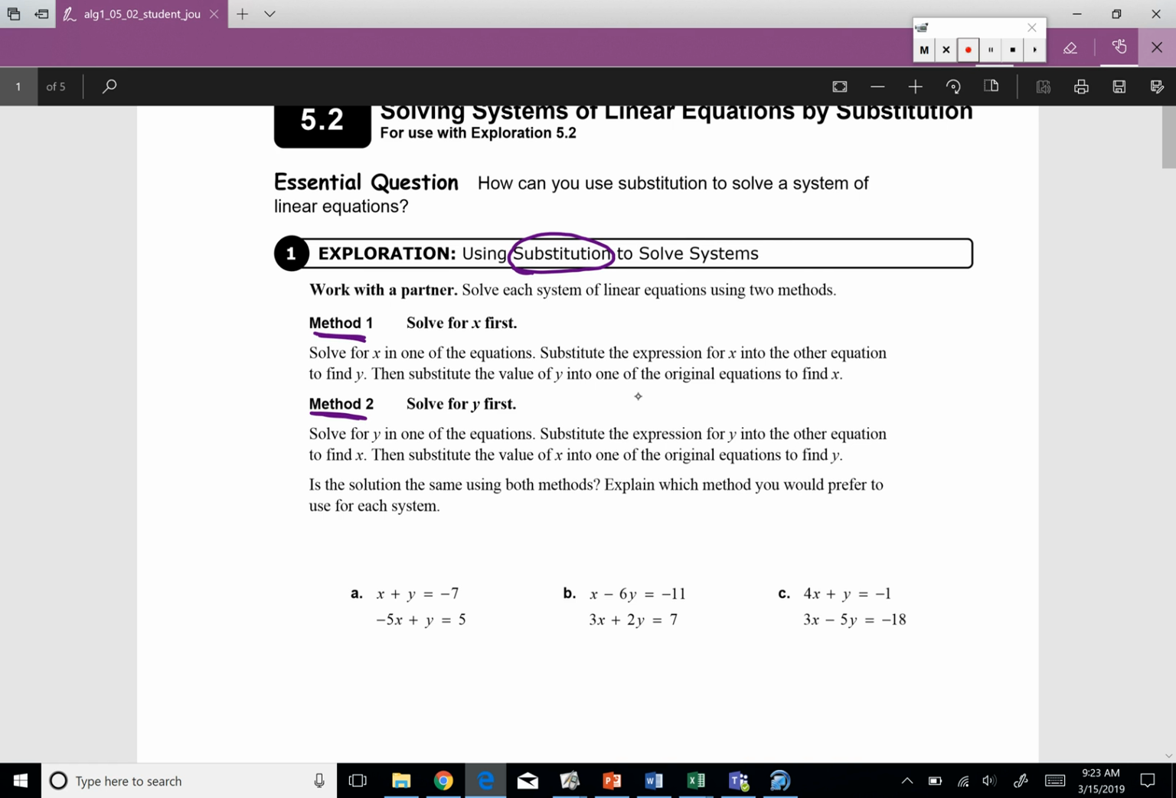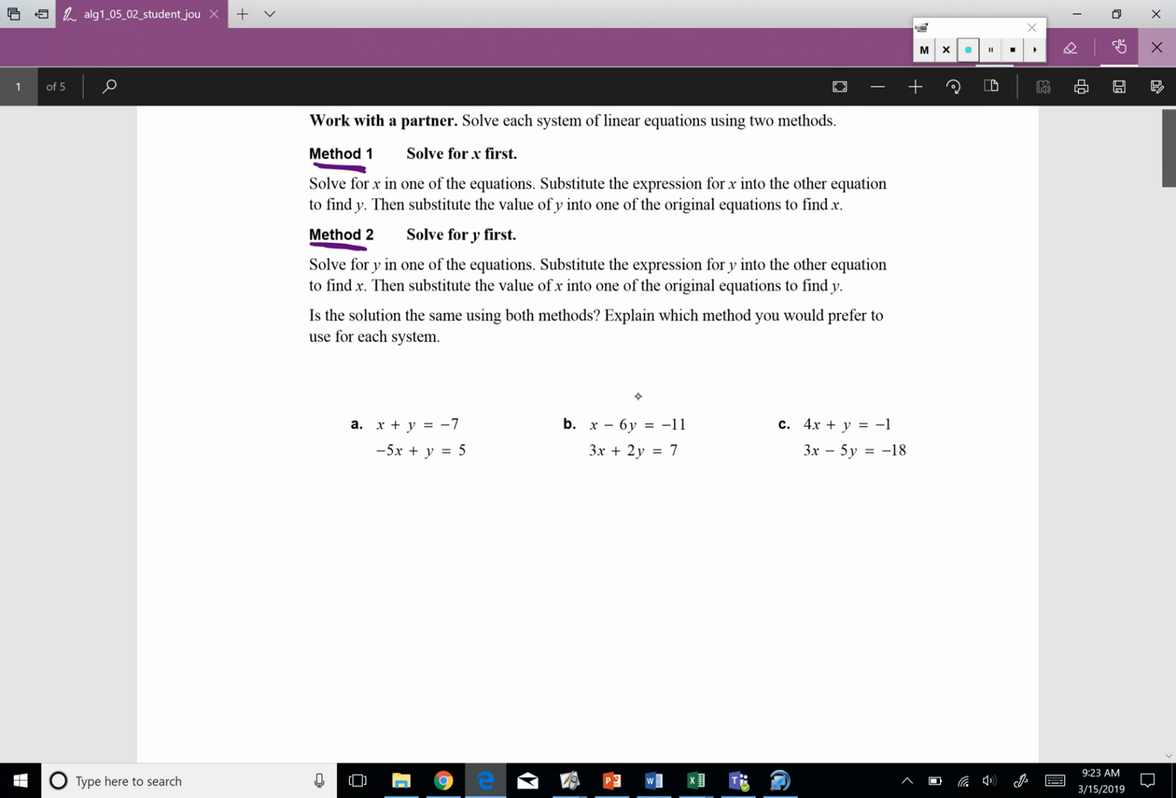I'm going to look at the first one, method 1. Start with method 1. It says to solve for x first. What that means is, step number 1, I'm going to label each part of this. I'm going to break down the little paragraph. Solve for x in one of the equations. When we see that solve for x piece, that means we're going to get x by itself. We're going to have an equation that says x equals and then some expression.